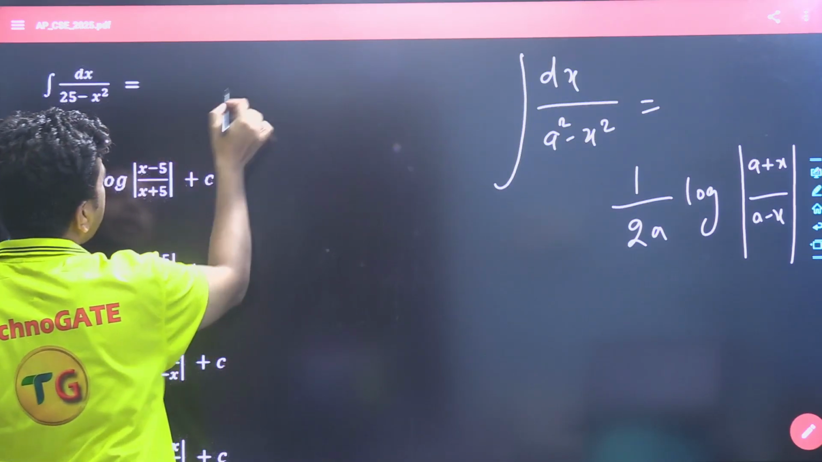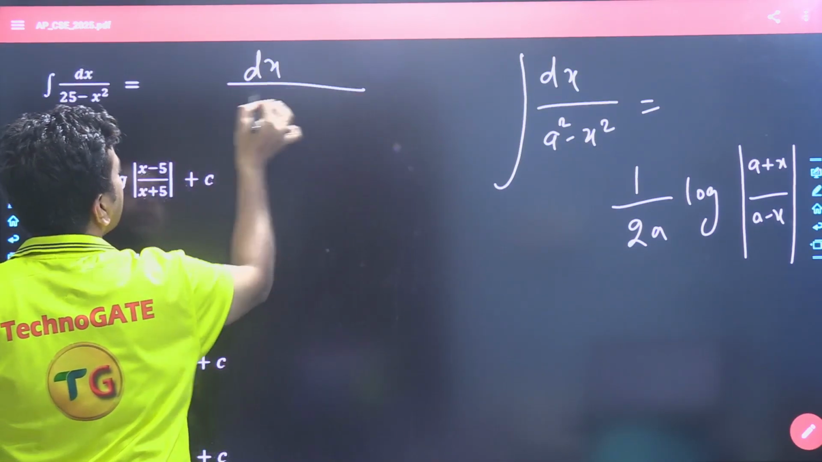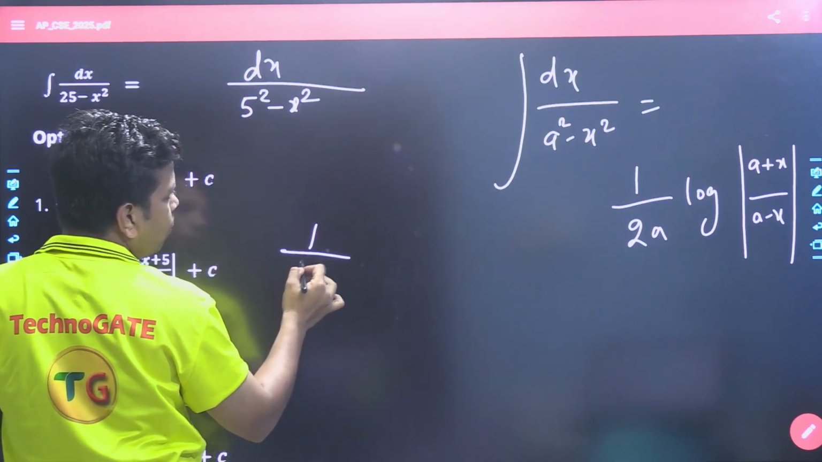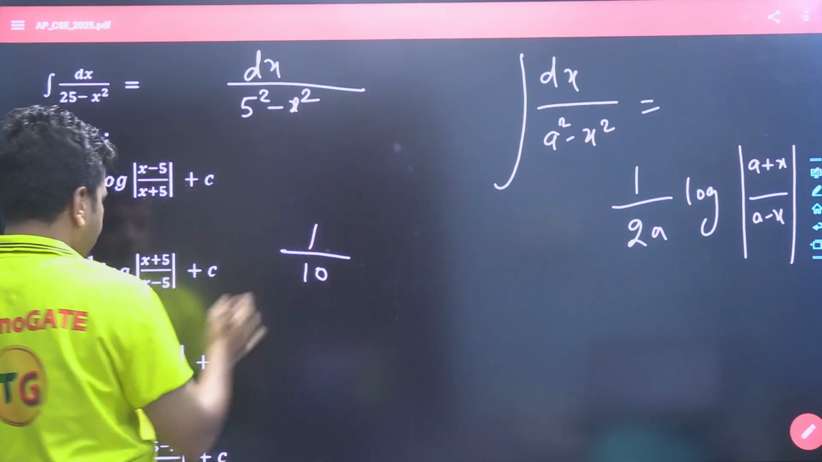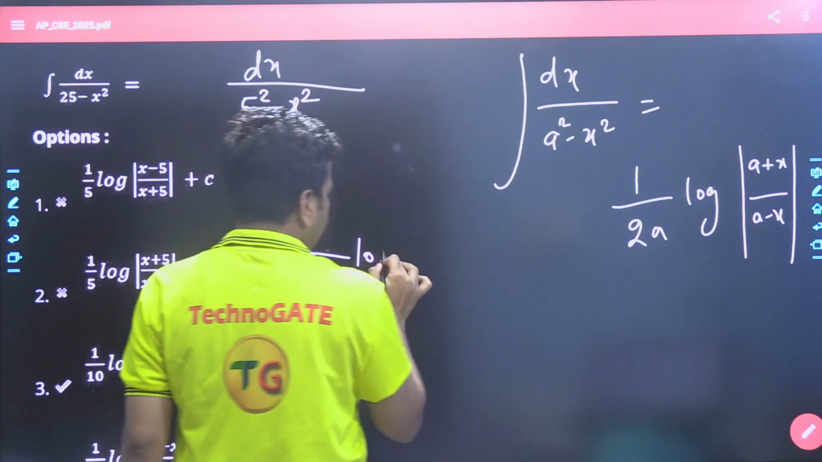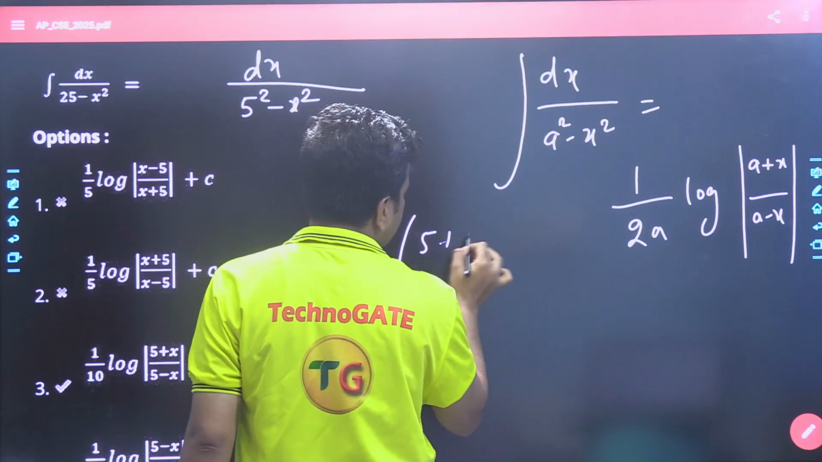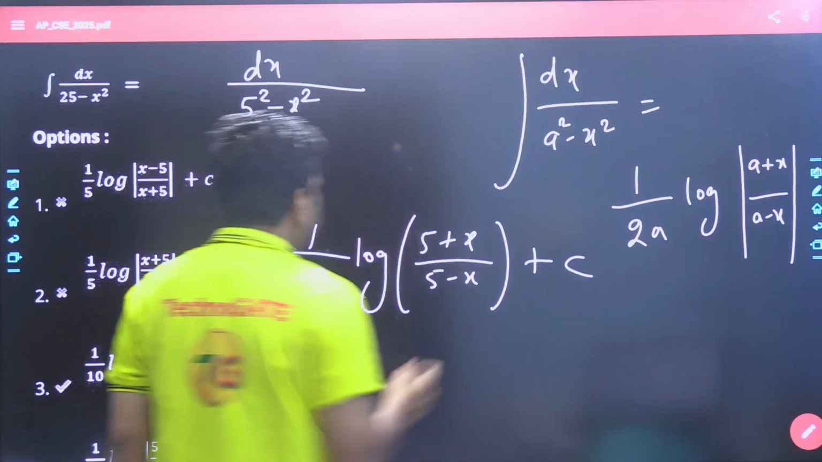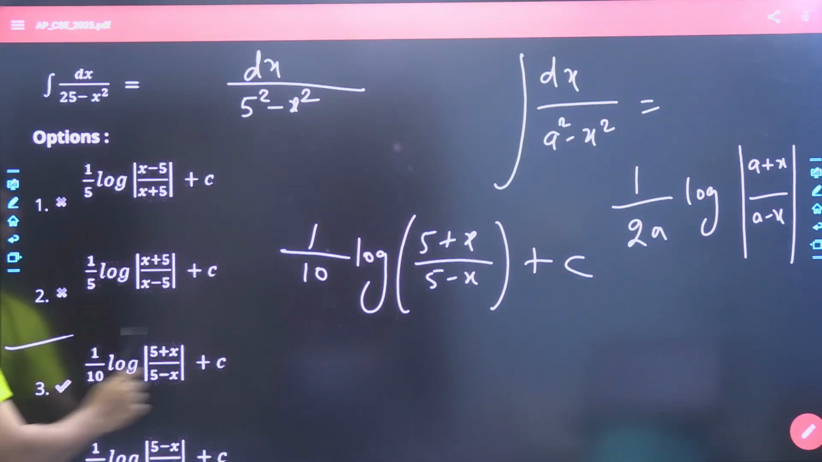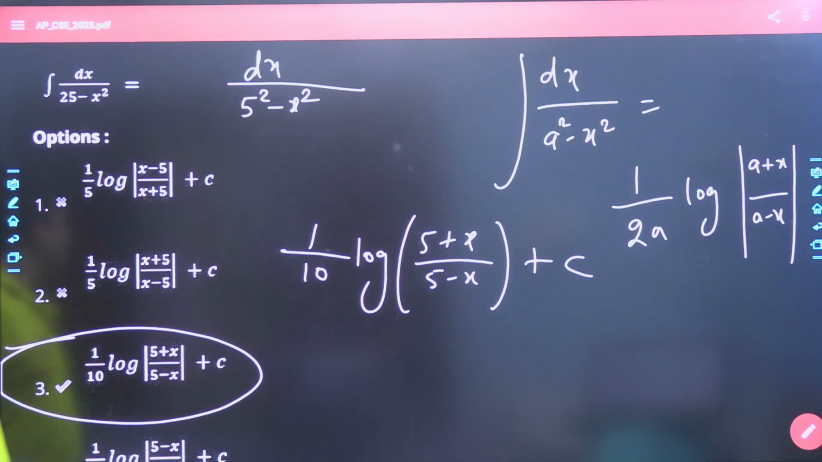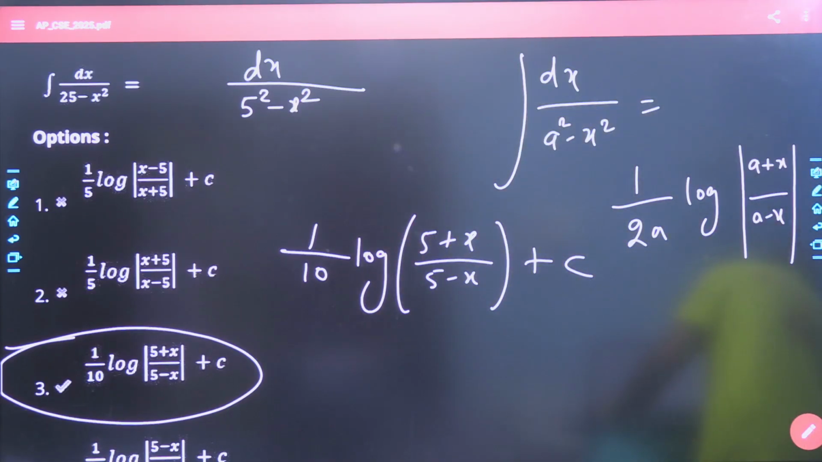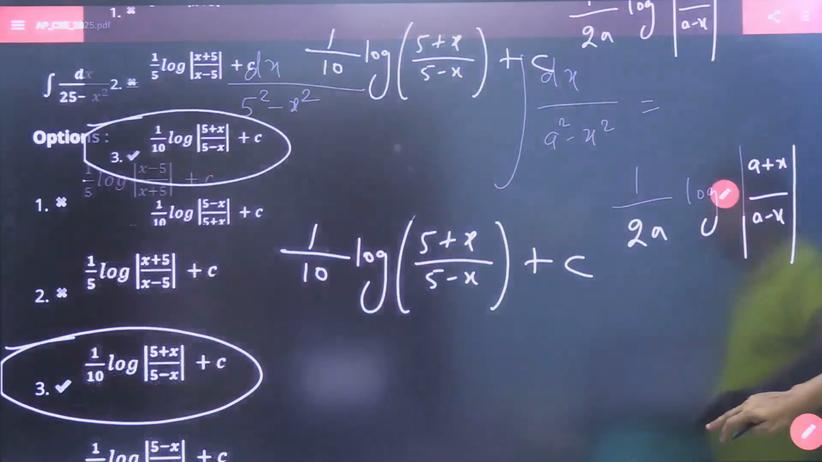So here we can say that dx upon 5 square minus x square is 1 by 2a, so 5 into 2 is how much? 10. log of (5 plus x) divided by (5 minus x) plus constant c. So you can go with this one. This third is your solution. Got it? Okay. Let's move to the next question.